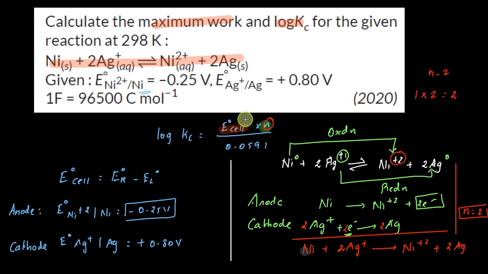To find E naught cell, I can now use the same formula, ER minus EL. ER here is 0.80 minus the EL value here, minus 0.25. Minus of minus will become plus, so I'm getting 1.05 volt. Now the next step is to substitute in the formula.